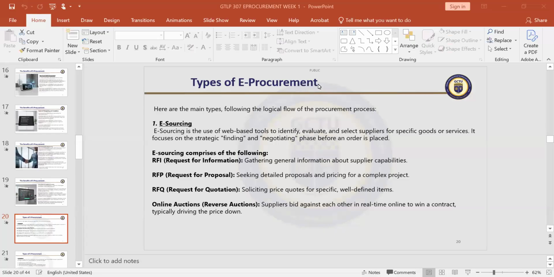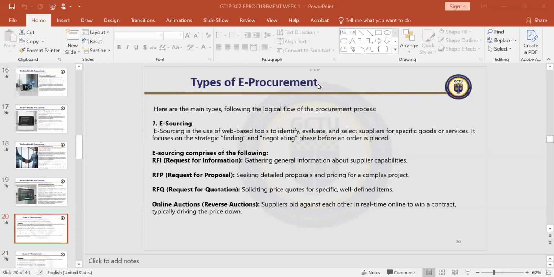It focuses on the strategic finding and negotiating phase before an order is placed. So the first thing you do when you want to buy digital, you are in procurement, is source. After identifying the needs, where can you get the goods? So you source, and sourcing is to get the best suppliers that will fit your needs. So it's about finding the supplier and then moving on to negotiating prices.